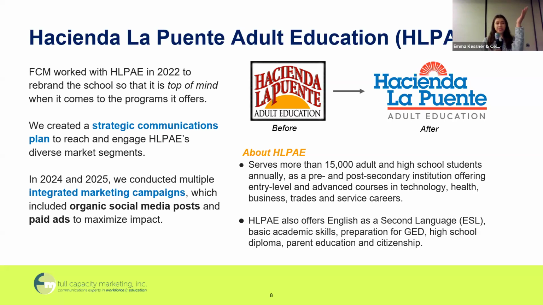One part of that was, as you can see, the before and after of their logo. We helped with that, and we also created a strategic communications plan to reach and engage all of their market segments, including, of course, adult learners. In 2024 and 2025, we conducted a couple of integrated marketing campaigns, which included organic social media posts, just posting natively, and also paying for ads to maximize impact. This was a lead generation campaign as well as awareness building, and we saw really great results, as we'll show you in the case study.